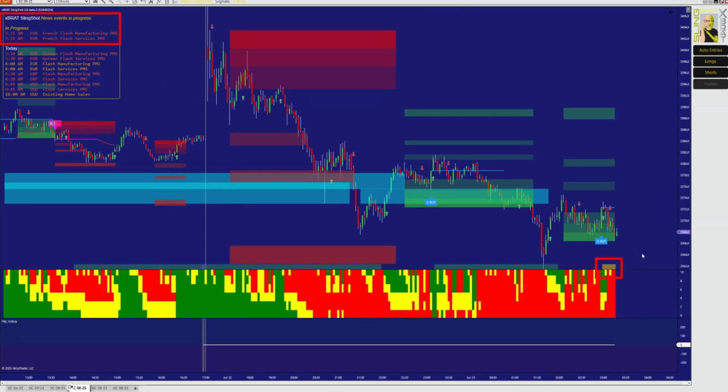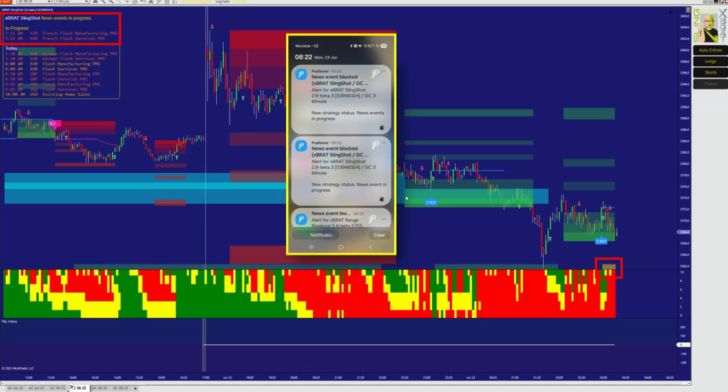And in this situation, just shows you what the chart is like here. We've got a news event in progress, okay, that affects the euro. This is towards the London Open, and we can see this horizontal line down at the bottom. This is the push notification that you'll get as well. We can see new strategy status, news event in progress. So again, you'll get that push notification to your phone.